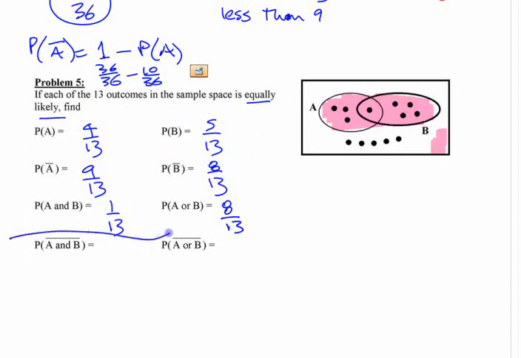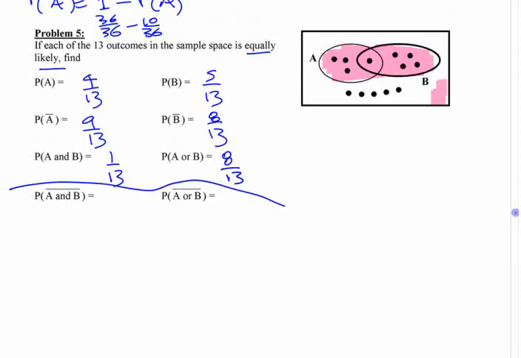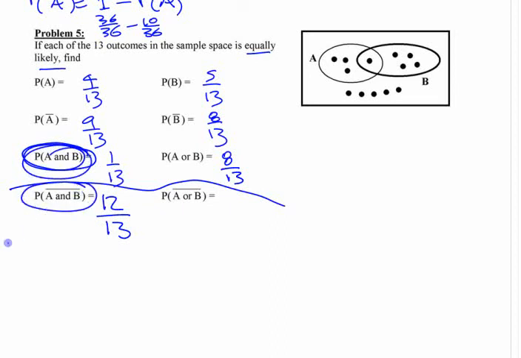Now the hard two are these because you really have to think about what they mean. Think about what those mean. With this line over top of the whole thing here, think about what that means. Not A and B. If you know what A and B is, what is this then? Everything else, right? So what is this number going to be? It's got to be 12 out of 13, right? If A and B is 1 out of 13, not that has to be 12 out of 13.